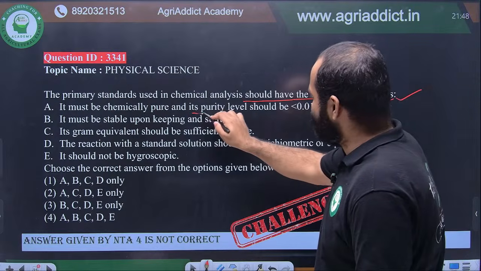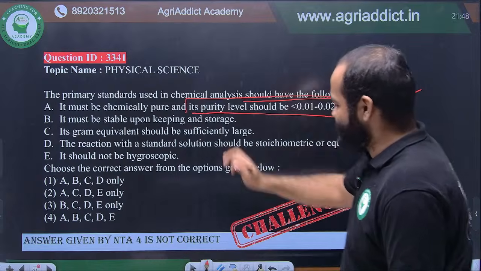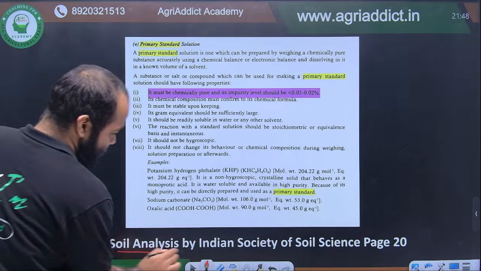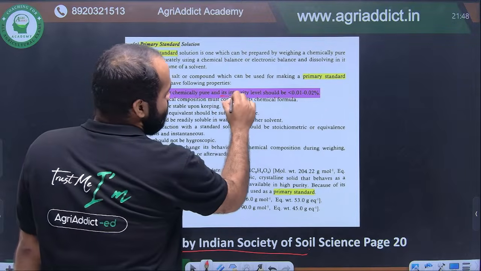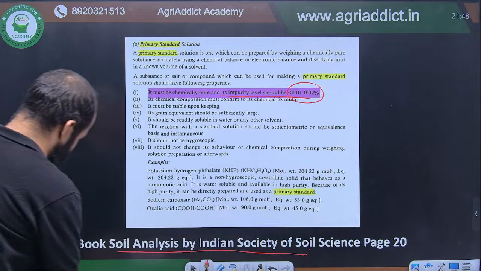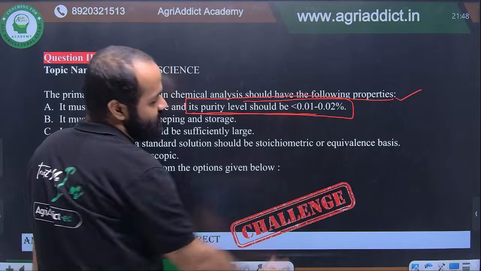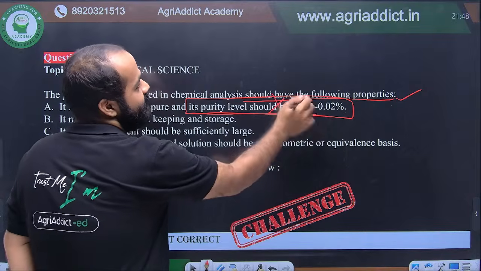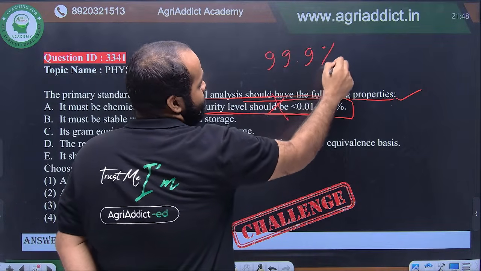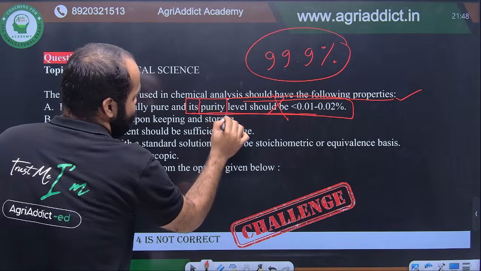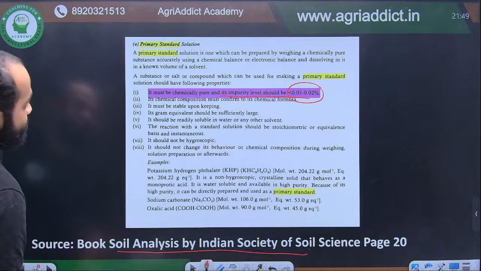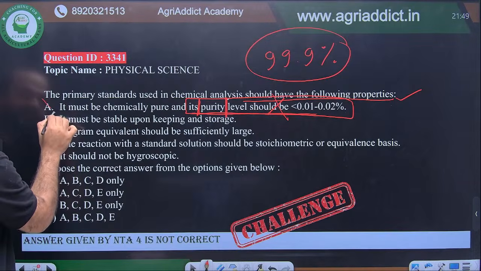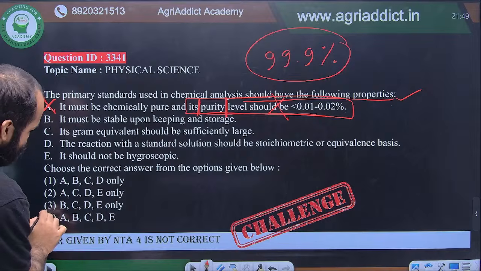Here, this part is the problematic one. The definition of primary standard has been taken from Soil Analysis by the Indian Society of Soil Science. You can see its impurity level should be less than 0.01 to 0.02%. Here it is written its purity level should be less than 0.01 to 0.02%. So this statement is definitely wrong, because it is the impurity level. Purity level should be around 99.9%. So in this case, statement A is definitely wrong, and the correct answer will be B, C, D and D only.